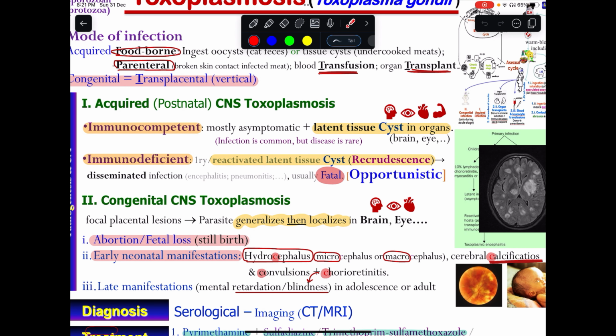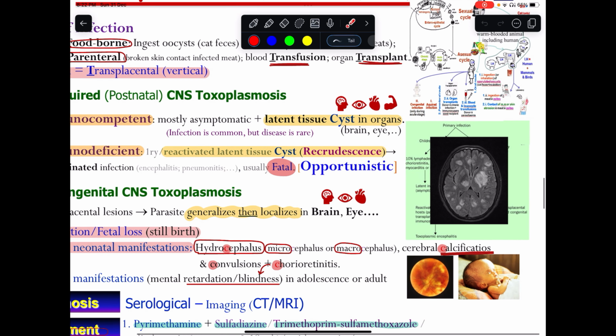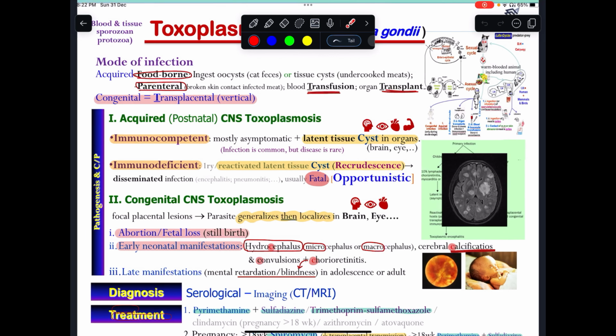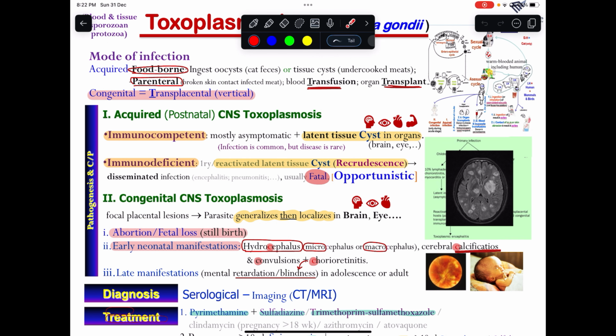So when someone who was immunocompetent becomes immunodeficient, there is reactivation of the cyst, or recrudescence, and this will cause a disseminated infection. It's going to go to the brain, cause encephalitis, to the lungs, cause pneumonitis, and it's fatal. So this is an opportunistic infection, affecting multiple organs as a disseminated infection. This is for the acquired.